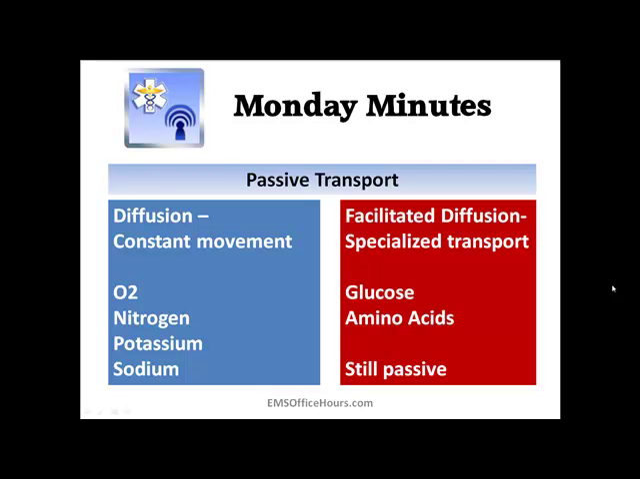Now, facilitated diffusion is a specialized transport protein that ends up binding to molecules and moves them through the cell membrane. The most important ones are things like glucose or amino acids. Facilitated diffusion is still a passive sort of transport because it's still going from a higher to a lower concentration. Okay?